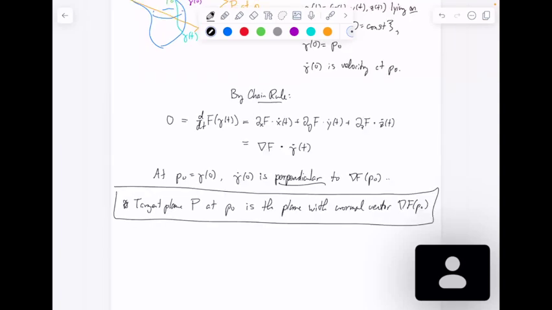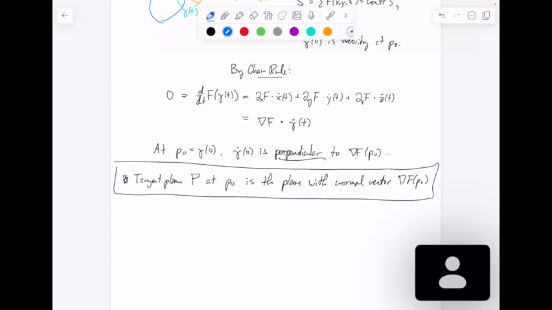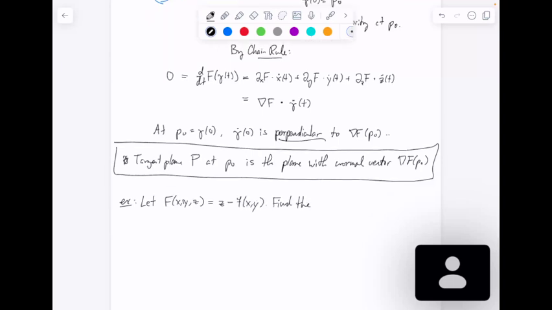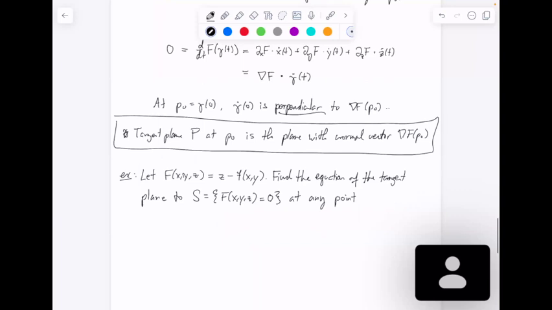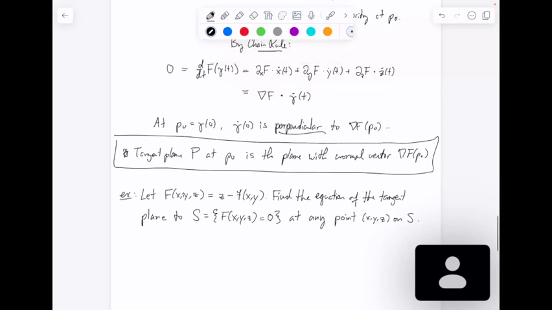All right, so let me do a quick example here. Let big F of x, y, z be equal to the function z minus f of x, y. Find the equation of the tangent plane to F of x, y, z equal to 0. So let's say this is my surface S, and you want to find the equation of the tangent plane to this surface at any point x, y, z on S. So how would you do this? Well, almost by definition, you need to find the plane whose equation has normal vector grad F.